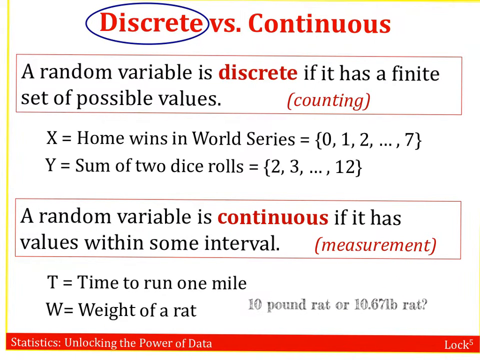It's important to distinguish between discrete and continuous because it determines the way that we're going to find the probabilities. If we have continuous data, we're going to be using a density curve, and we're not going to talk about those until Chapter 5. Today, we're only going to be talking about discrete random variables.